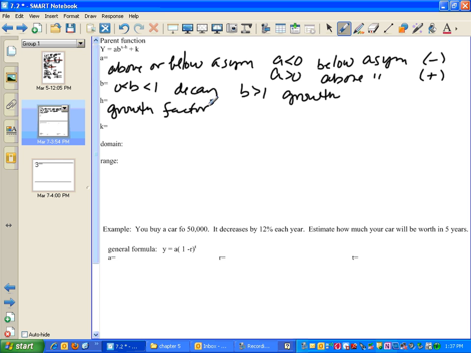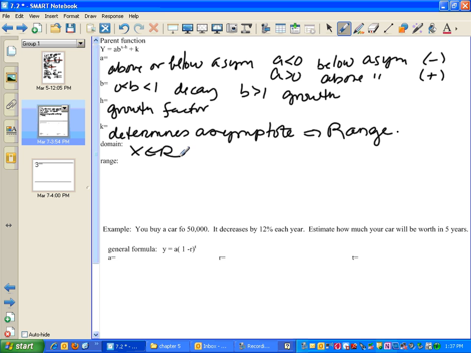And K, what does K determine? Yeah, it determines the asymptote and therefore also what? The range. So our domain will always be X as an element of the reals. And our range, Y will be greater than K when A is what? Or, yeah, when A is?